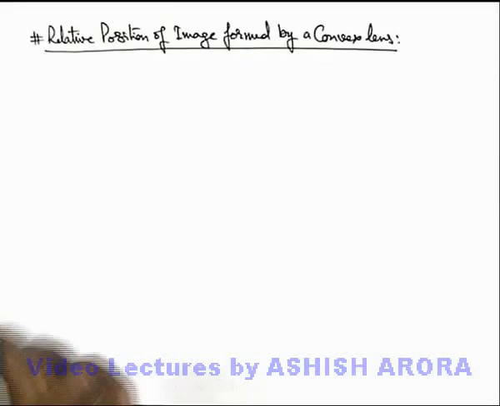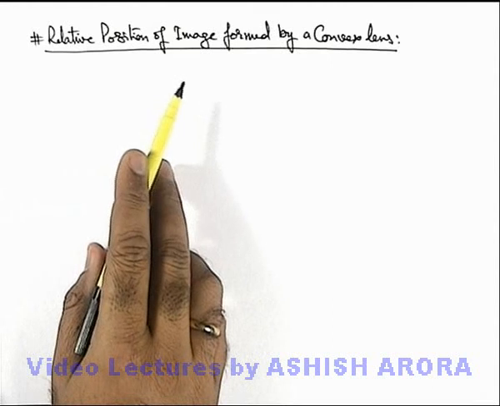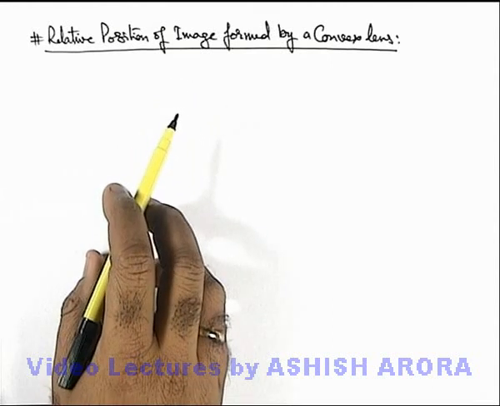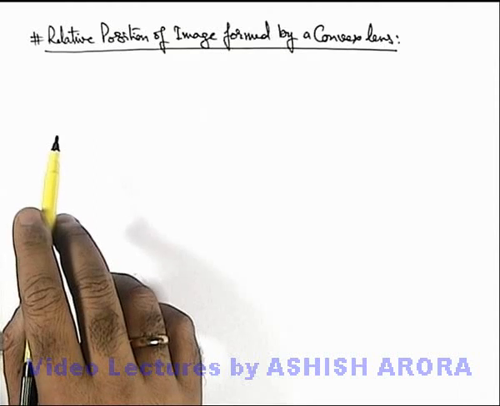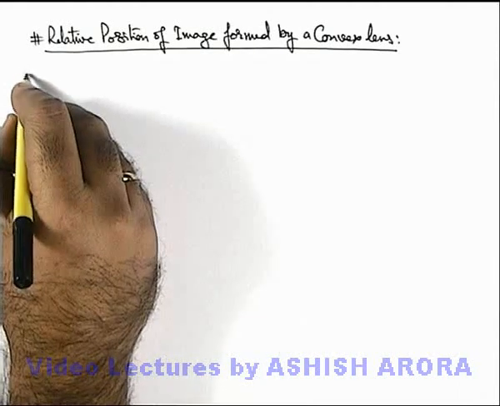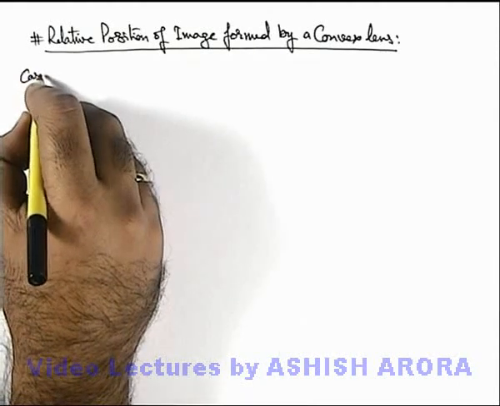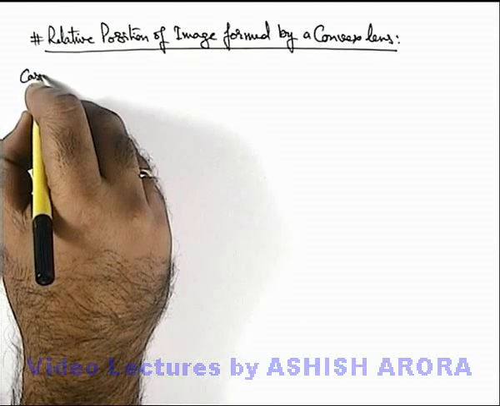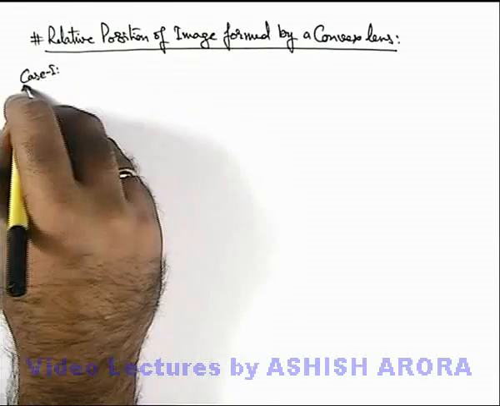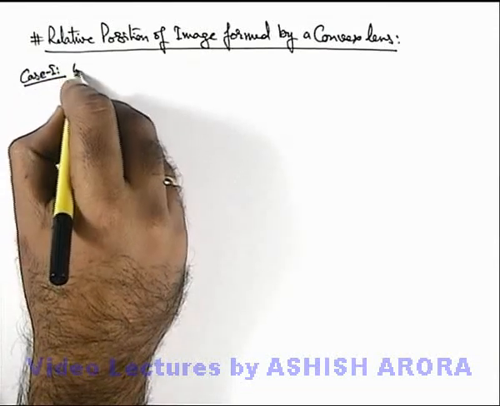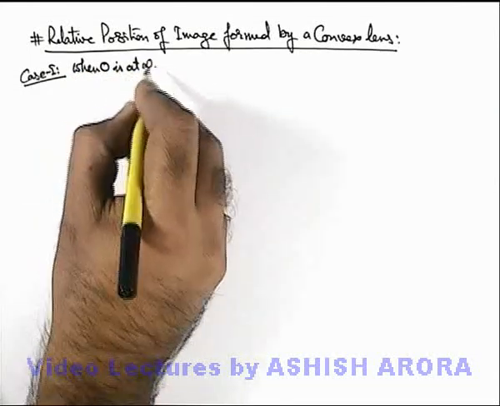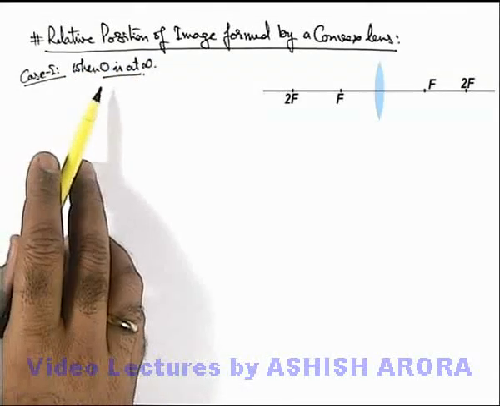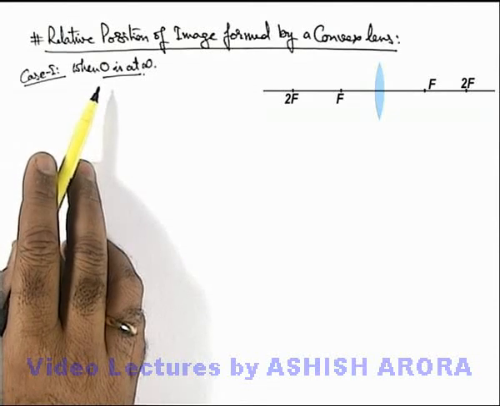Now let us discuss the relative position of the image formed by a convex lens. Here there are various cases we are going to study about different positions of the object and the corresponding image produced by a convex lens. So if we consider case 1, the object is at infinity. And we know if the object is at infinity, the incident rays on the lens would be parallel.